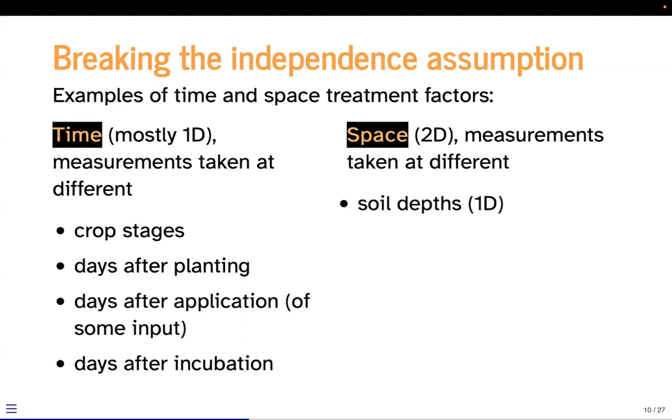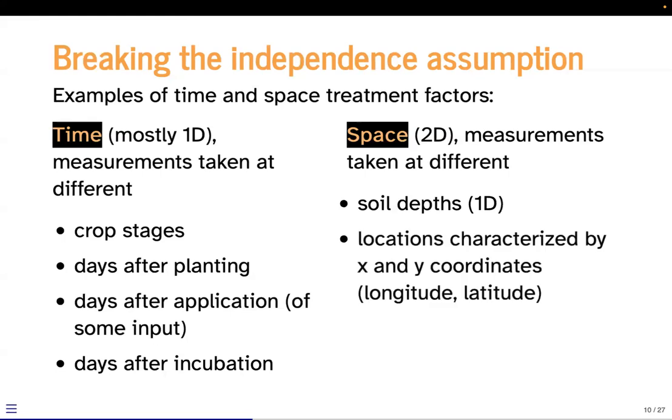And then space is normally a two-dimensional case, where perhaps the first example I've given you is more one dimensional, where you have soil depth. So you have just like on the Z axis, perhaps. But then this is really used a lot when you have geospatial data. So precision ag, whenever you have geospatial data, this is very useful because now you have X and Y coordinates of where things are happening, right? So we can incorporate those also as part of repeated measure in space.